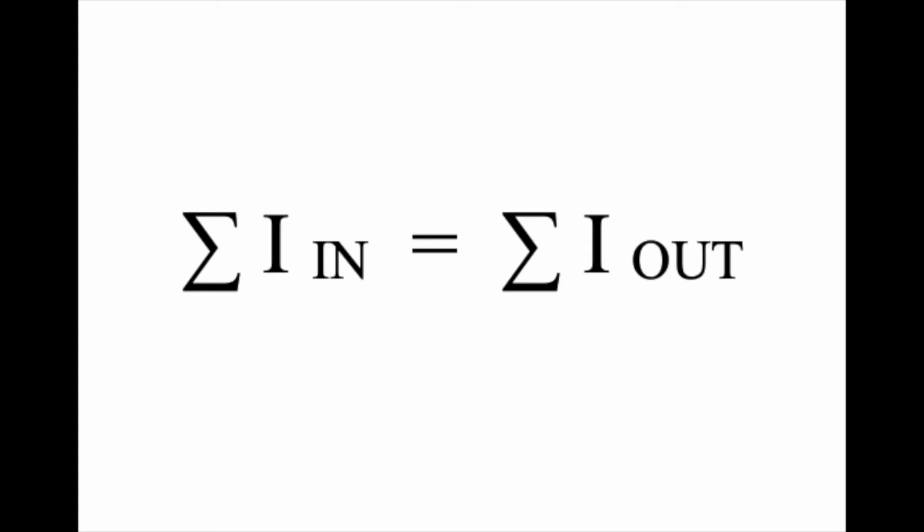This can be demonstrated by this formula, where we can see the sum of current entering is equal to the sum of current exiting. Let's have a look at some examples of streams of current.